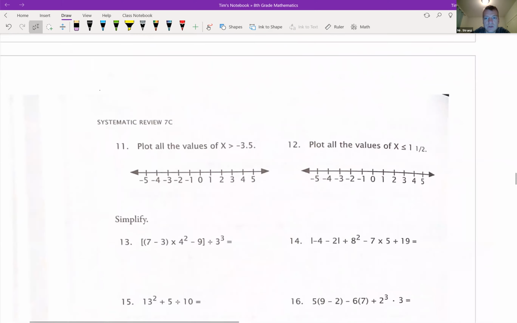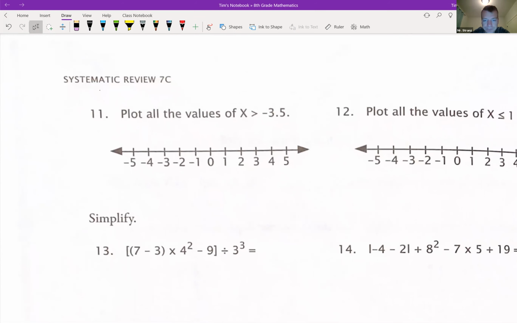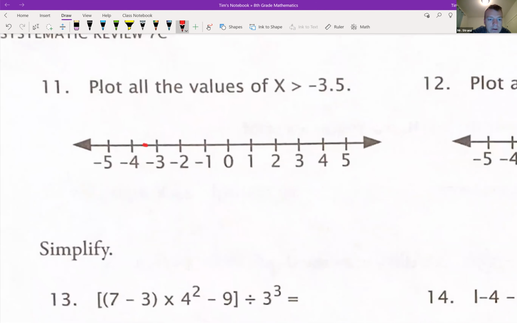All right, if we go down to page 86, let's look at number 11. Plot all the values of x is greater than -3.5. So first, let's find -3.5, which is going to be right here. We need to plot all the values of x that is greater than. So when x is greater than something, you're actually going to leave it an open circle, and you're going to show that any point has to be bigger than that number going forward.